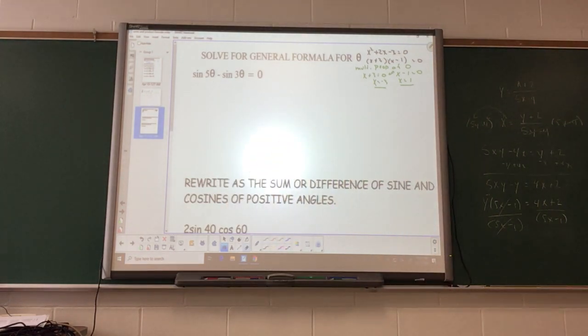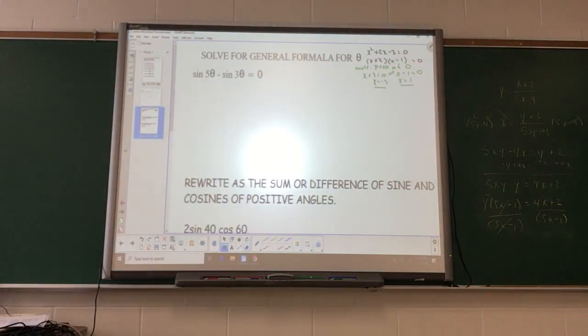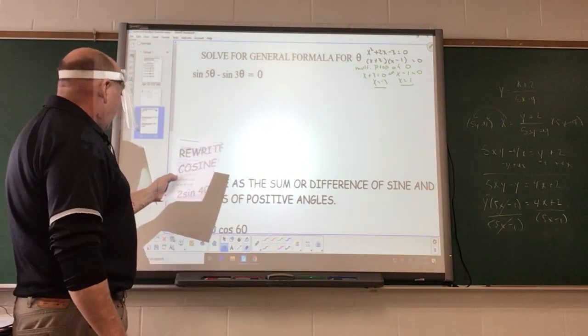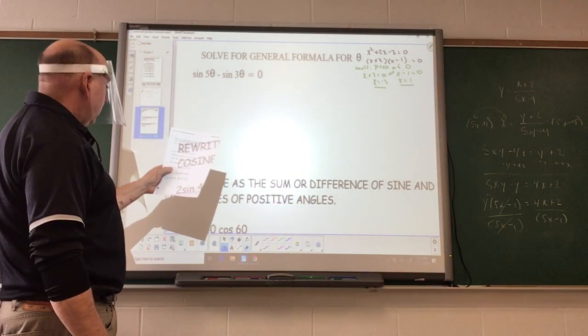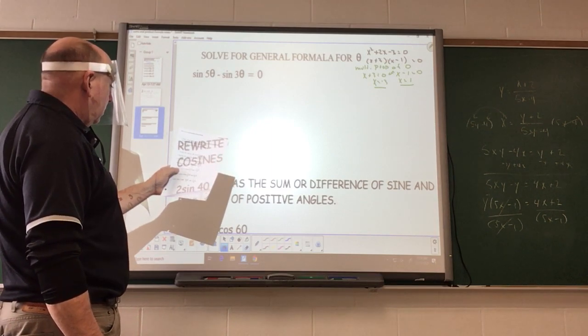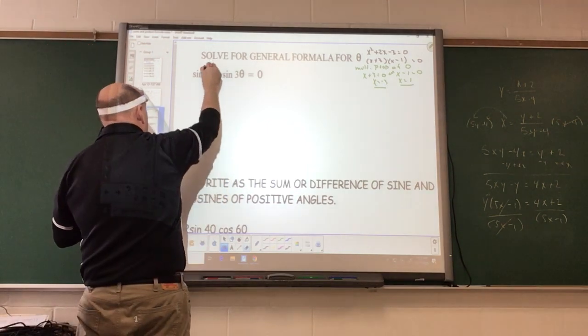So I need to scan my list. Do I have a formula that takes sine of x minus the sine of y and transform it into something? Do we find one there? Sine of x minus sine of y. We're looking at the left-hand side. Okay, do you have anything? Yeah. What is it? 2 cosine x plus y over 2 sine x minus y. That's correct.